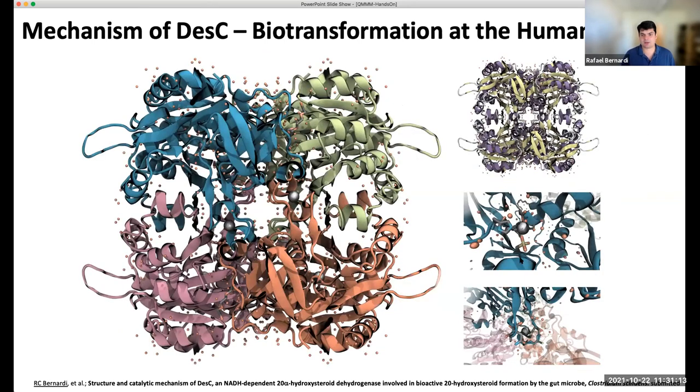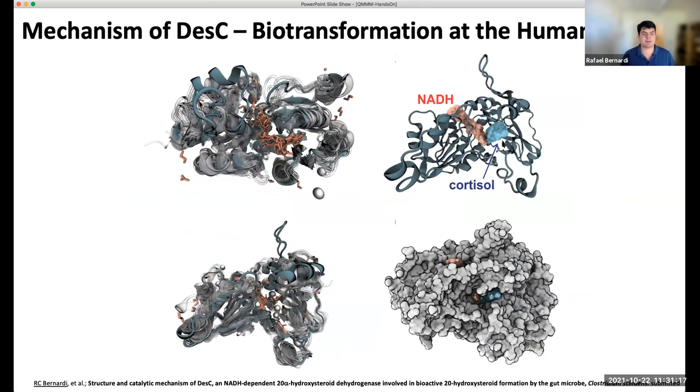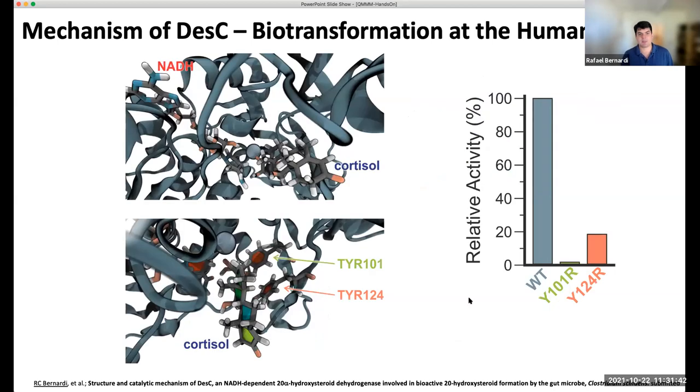We looked inside the system, we went there to check the crystal. The crystal was just the apo structure of the system, so without the ligand. We did a check with other systems that were available in the PDB, and checked what was bound in the other ones. None of them had the exact same ligands that we wanted, but that helped us to guide the binding of NADH and cortisol into the catalytic site. And this is how the system looks at the end when it's bound.